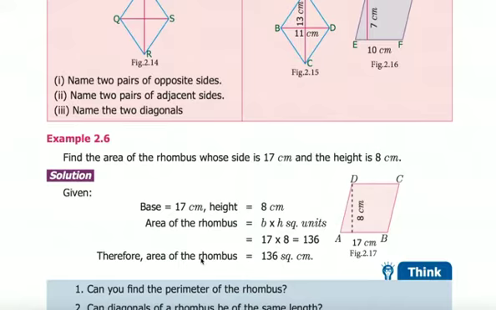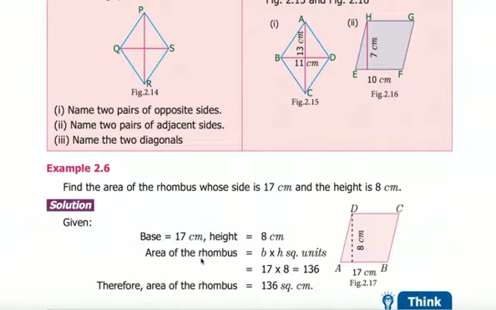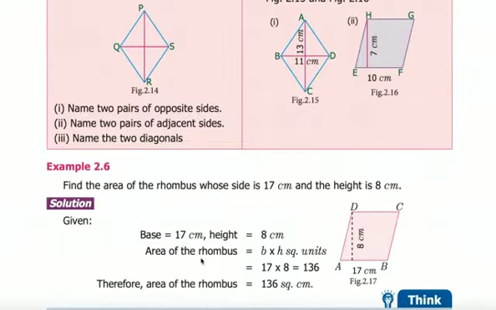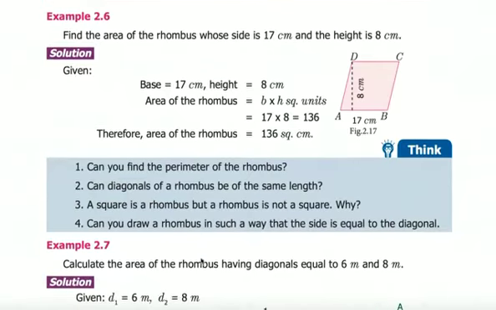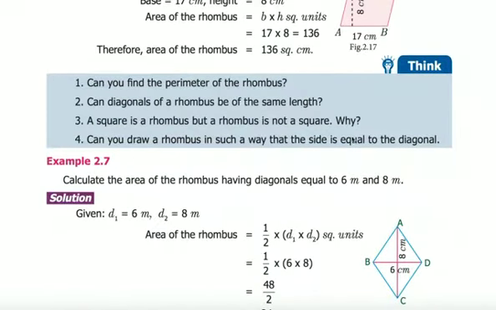Can you draw a rhombus in such a way that the side length is equal to the diagonal? Okay, let us postpone this one, last one.